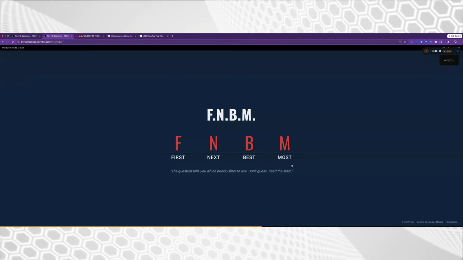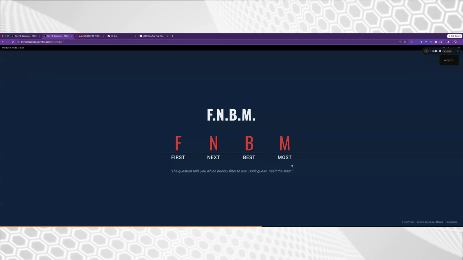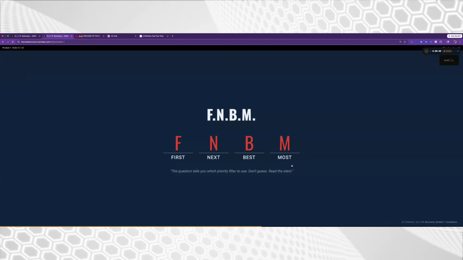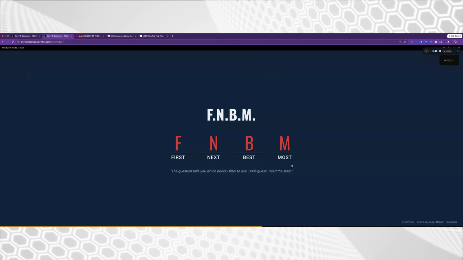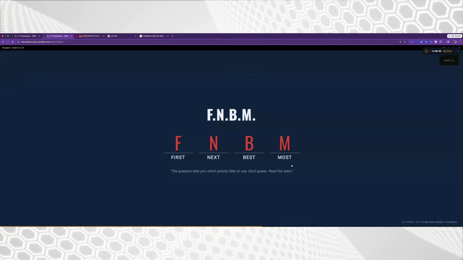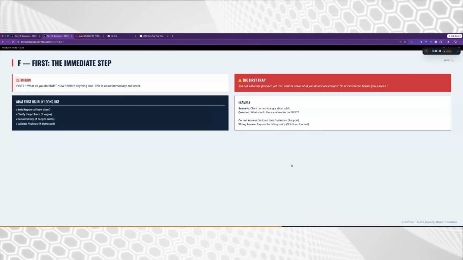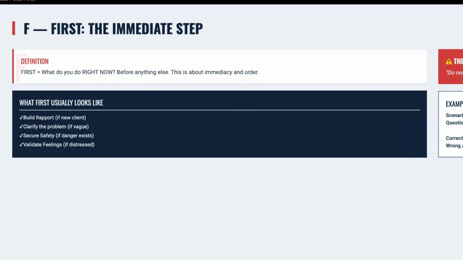FNBM. All right, this is going to tell us how to prioritize and filter through these questions. And that's pretty much, this is looking at the STEM. So the other one is telling us what to do and where we are in the situation as it pertains to the question. The FNBM is going to tell us how we need to answer it accordingly based on what it states. So first is what you do right now.